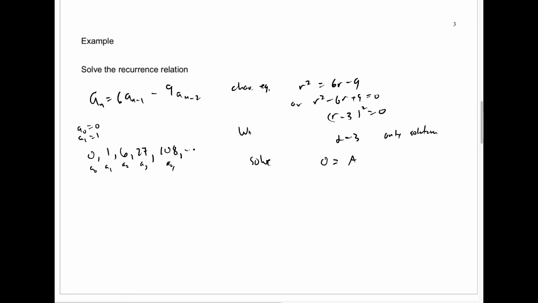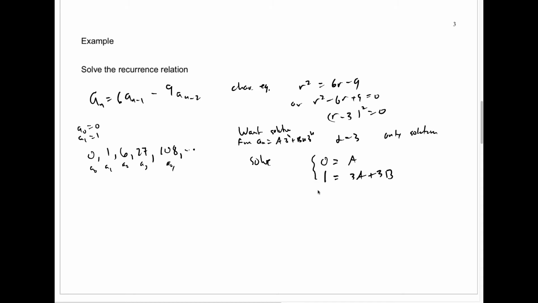I want a solution of the form a sub n is a times 3 to the n plus b times n times 3 to the n. So when n equals 0, I plug that in here for a naught is 0, and a times 3 to the 0 is a, plus b times 0 times 3 to the 0 is 0, and a1 is 1, and that will have to equal 3a plus 3b.